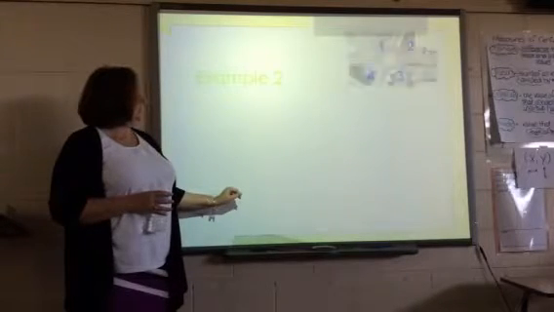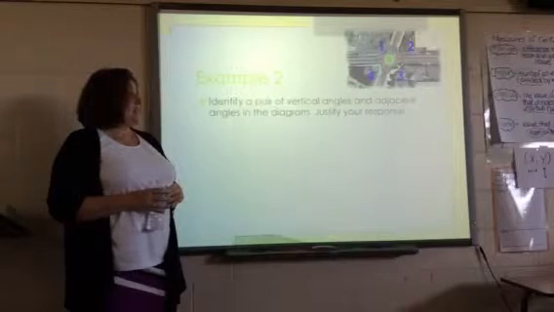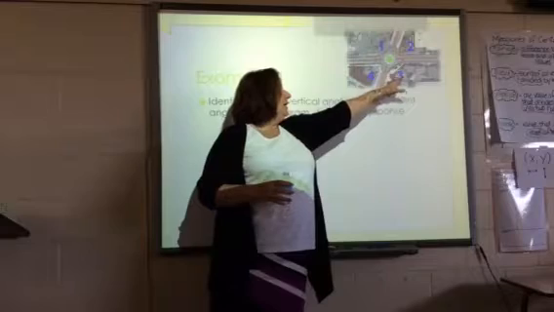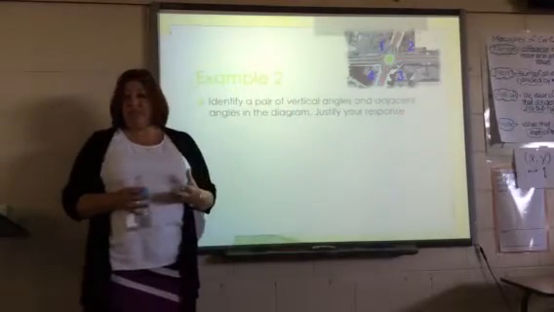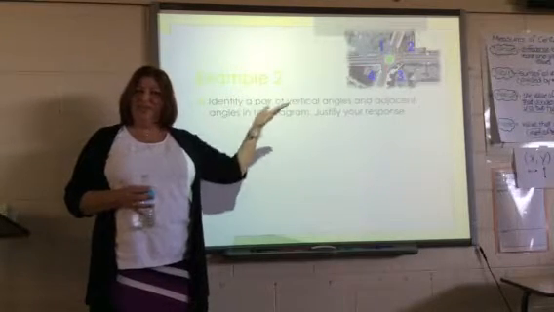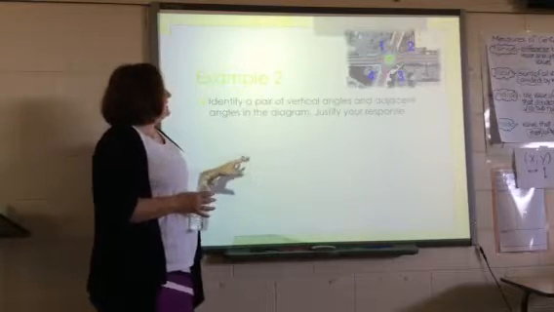Here's another example. Overhead view of an intersection. We've labeled this angle 1, angle 2, angle 3, angle 4. This is when it's more appropriate to use numbers than it is to use letters. There's streets. We're not going to put points on the streets. It's easier to label it with numbers.